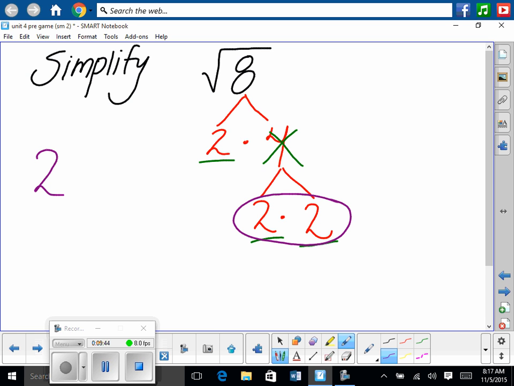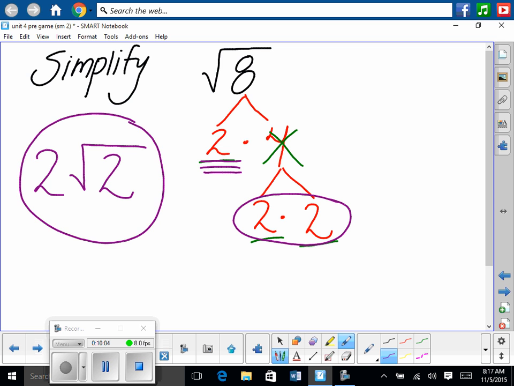So you're not going to pull out a 2 times 2 on the outside. The only reason it can leave the house is because there's 2 of them. So you pull out a 2, counting for those 2 2's. Does that make sense? Okay, so then what was left under the house? That 2. So left underneath the house was a 2. This would be considered the most simplified answer.